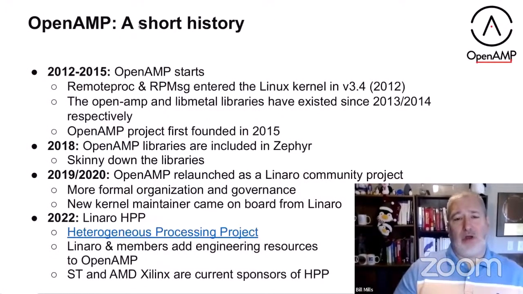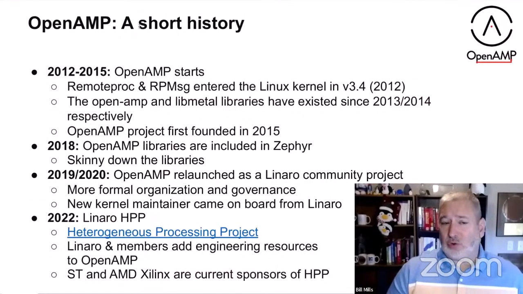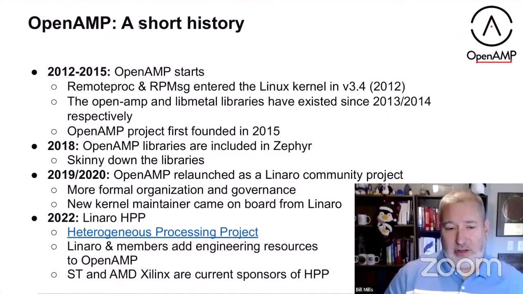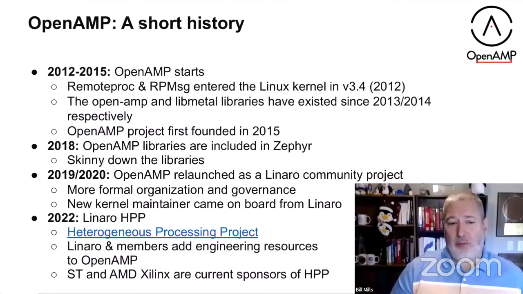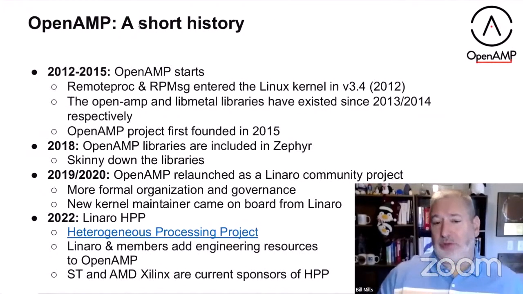All right, so a little bit of a history lesson on OpenAMP. Remote proc and rpmsg entered the Linux kernel in version 3.4, which is 2012, so we're going on a decade. The OpenAMP and libmetal libraries go back to 2013 and 2014, and the OpenAMP project itself was first founded in 2015 and with a press release in 2016.